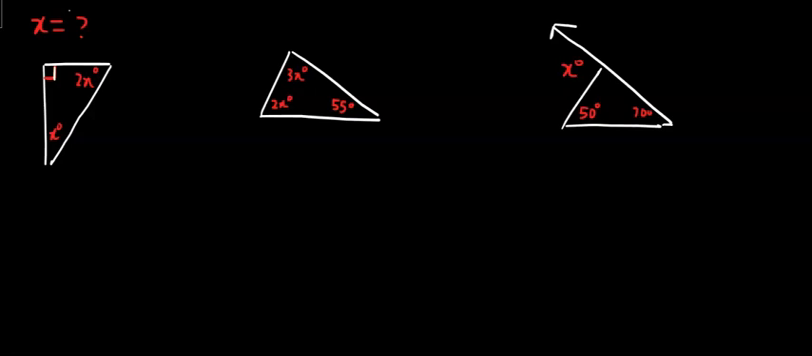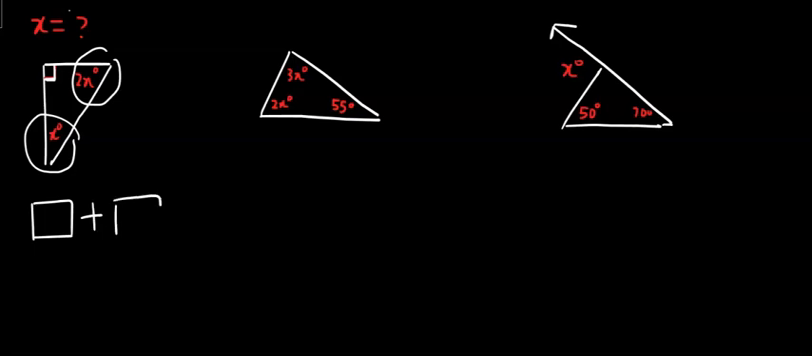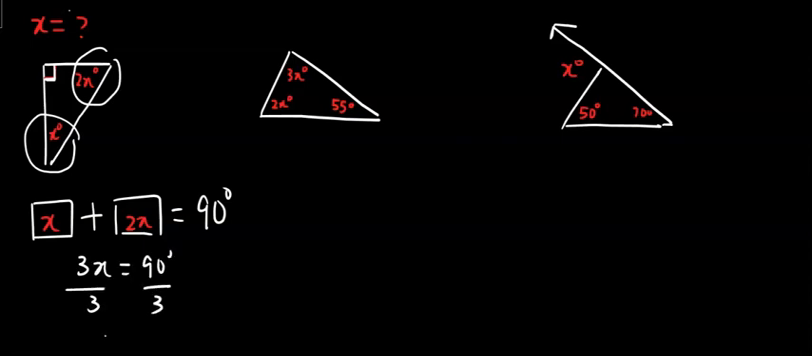We see a right angle symbol. Therefore, we know these two acute angles are complementary. If they're complementary, it means when I add them together, I always have a 90. Let's say this is x, this is 2x, therefore we have 3x is 90, divided by 3, divided by 3, x is 30. We just find x is 30.